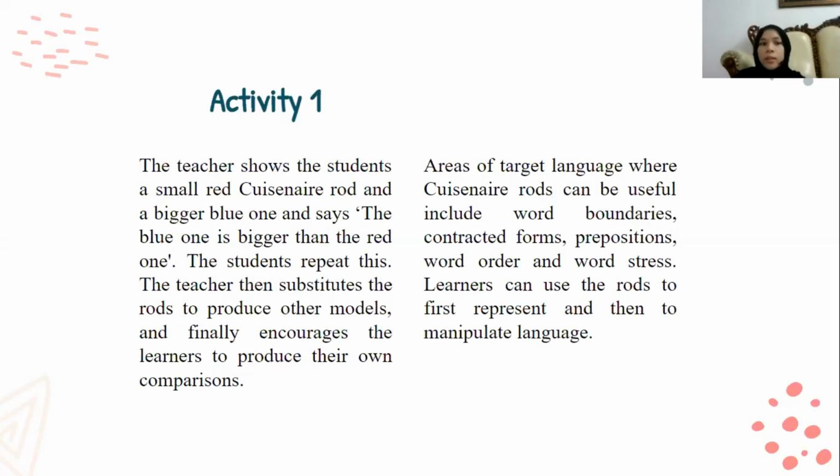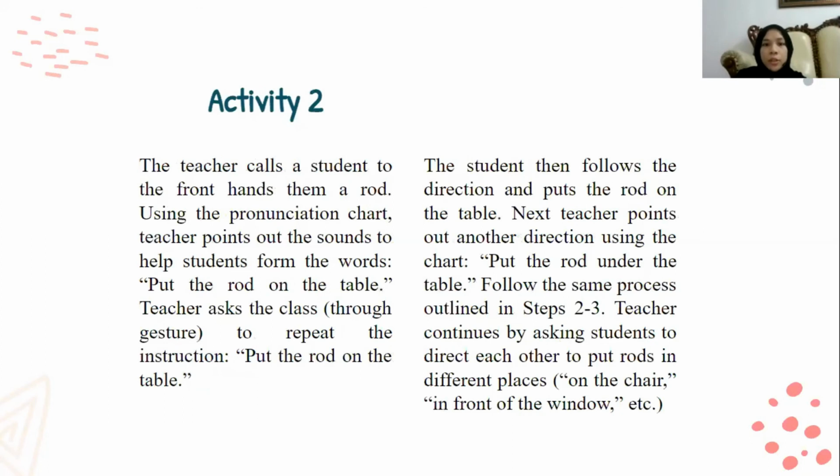of the language. And the next example of an activity: the teacher calls a student to the front and hands them a rod. Using the pronunciation chart, the teacher points out the sounds to help students form the words. Put the rod on the table. The teacher asks the class through gesture to repeat the instruction. Put the rod on the table, and the student then follows the instruction and puts the rod on the table. The teacher then points out another direction using the chart. Put the rod under the table.